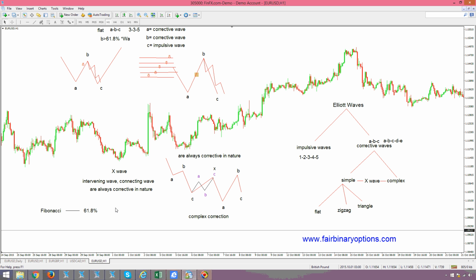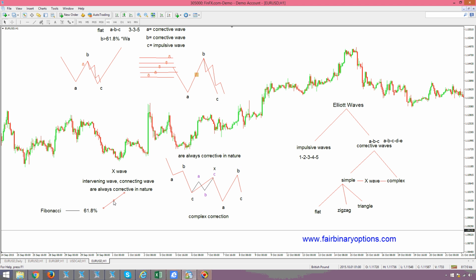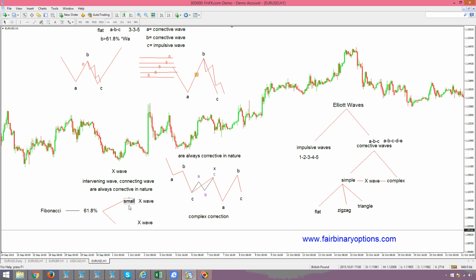As you saw in the case of flats, the 61.8 is really important in the sense that it is mandatory for the market to go beyond that. In the case of a zigzag, it is not required to go beyond that. In the case of X-waves, we have two possibilities. Whenever you have an X-wave, you have complex corrections. We have complex corrections with a small X-wave or with a large X-wave.